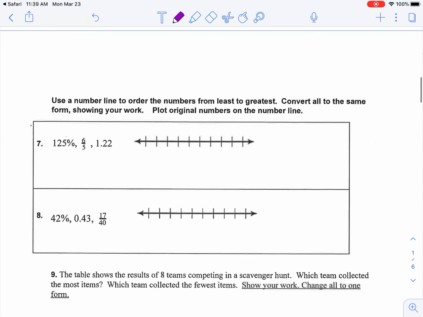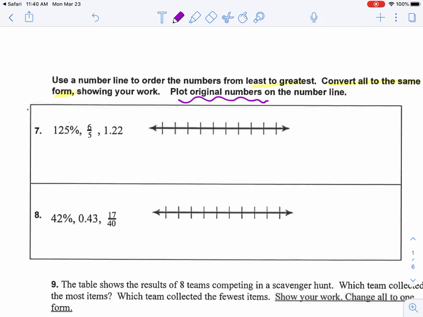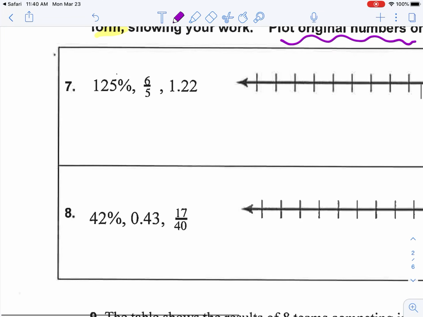On the next page, we're using a number line to order the numbers from least to greatest. And it says to convert to all the same form showing your work. And then it says plot original numbers on the number line. I don't really care about the plotting of the numbers on the number line. I just want to see your work. Making them all the same form, percentages, is going to be the easiest. And then ordering them from least to greatest in the original form.